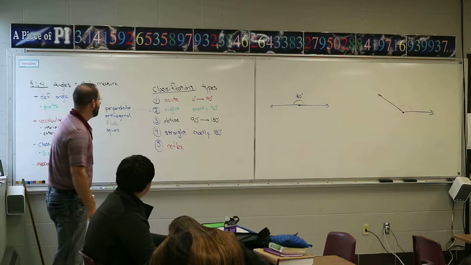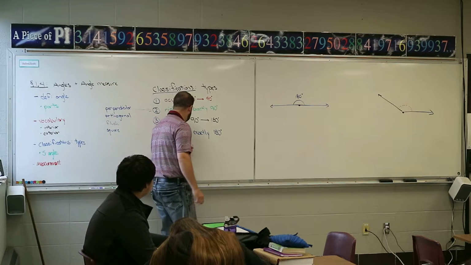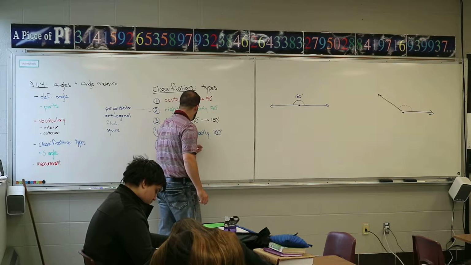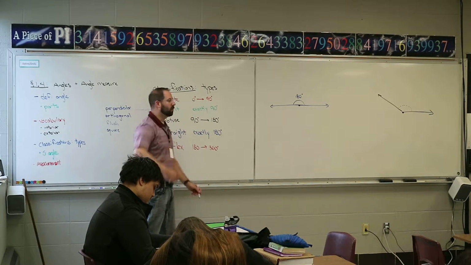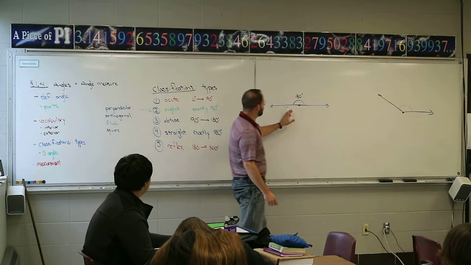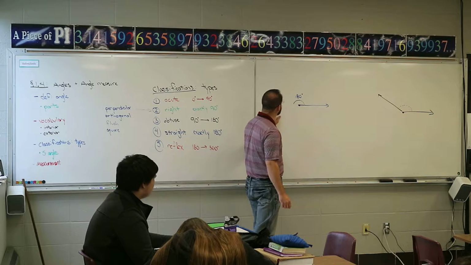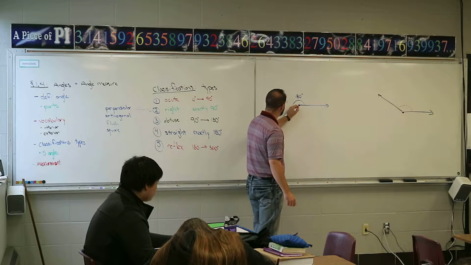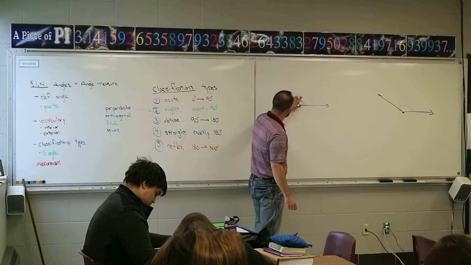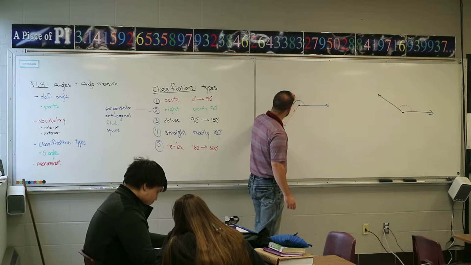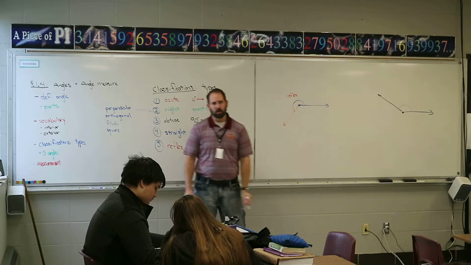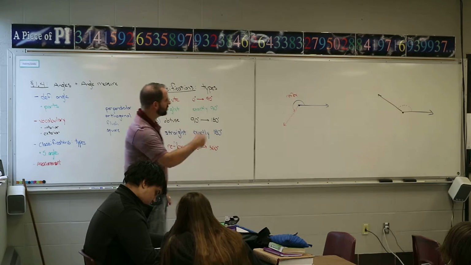Reflex angle. That's when you're from 180 up to about 360. So when you're past 180. So I have my 180 degrees here. If I went past that, and I went down here, so now it's not 180 degrees anymore. This is a reflex angle. You're kind of going the long way around now. You're going past 180, you're past straight.